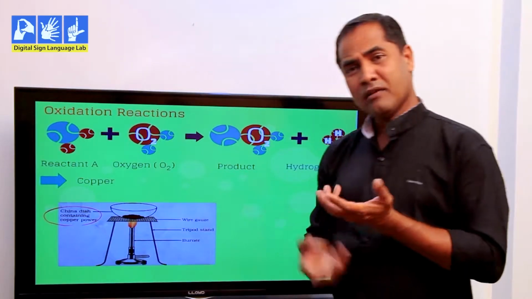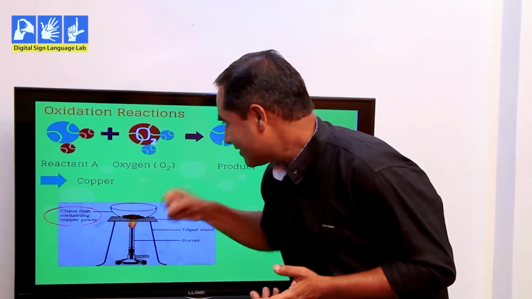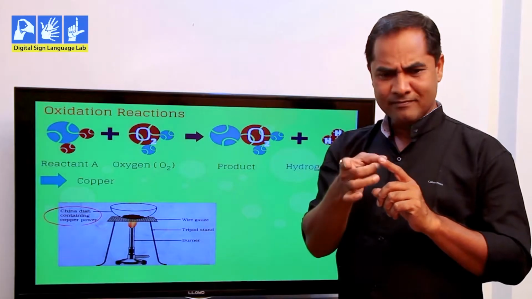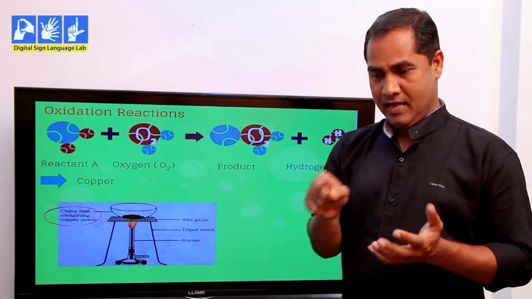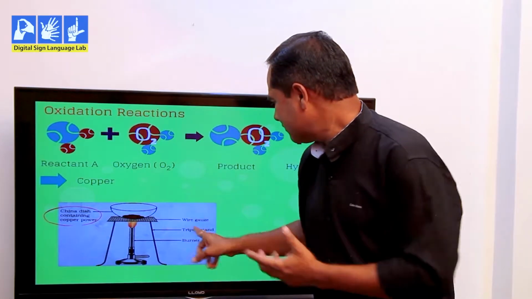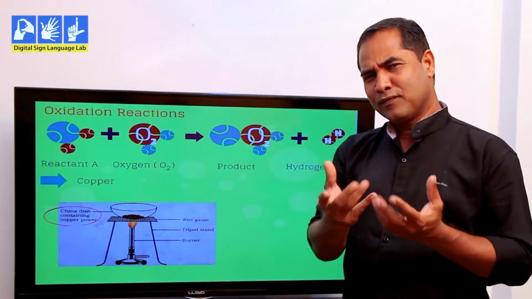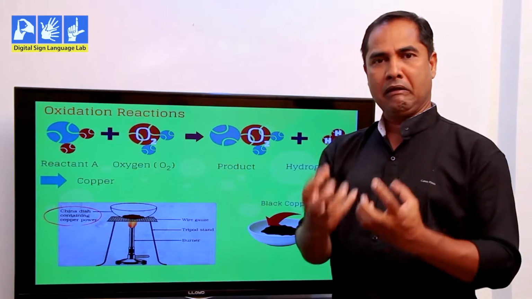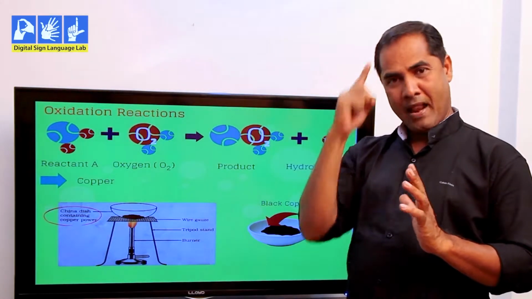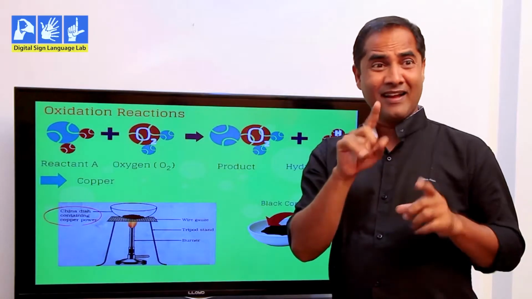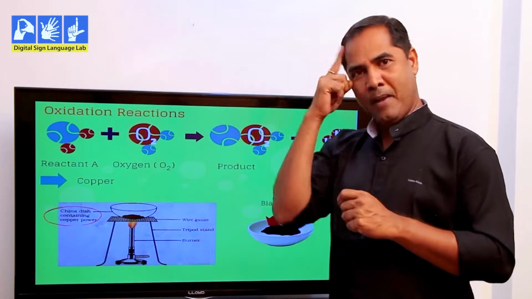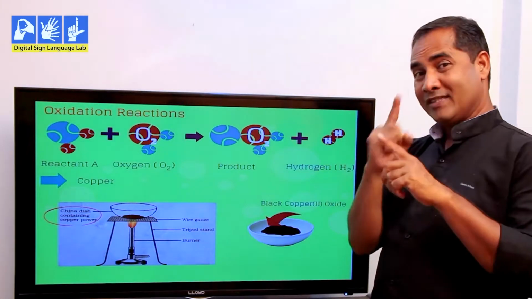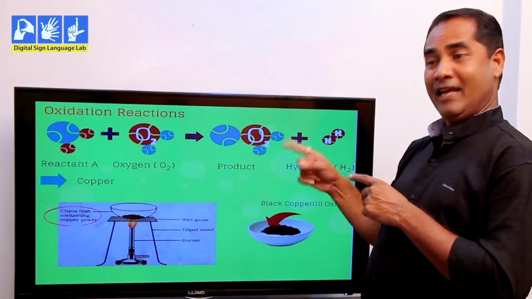When you heat copper in a china dish, when you heat it for some time, the color of copper changes into black. Originally, the copper color is just something orange and reddish. It changes into black because of the formation of copper oxide.